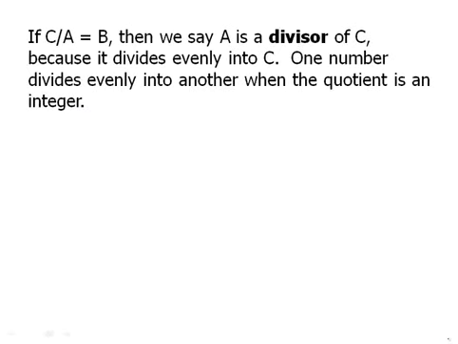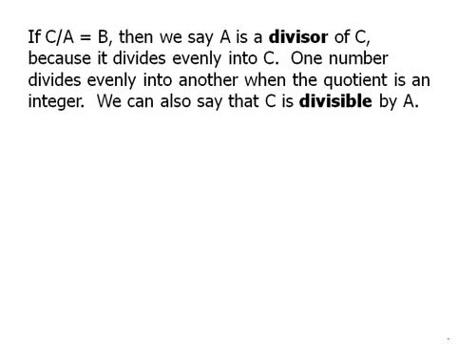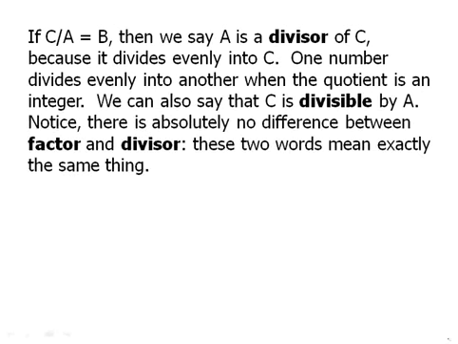If c divided by a equals b, so in other words, we can perform this division and the output of the division is still an integer, then we say that a is a divisor of c because it divides evenly into c. One number divides evenly into another when the quotient is an integer. We can also say that c is divisible by a. Notice there is absolutely no difference between factor and divisor. These two words mean exactly the same thing.